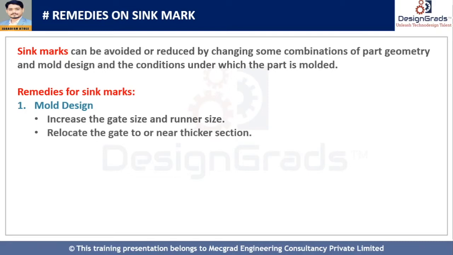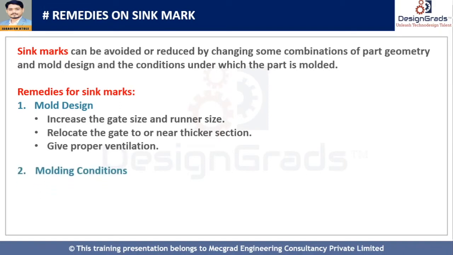Second is by relocating the gate to or near the thicker section. This allows the material to be packed into the mold before the thinner section freezes off. And the third is by giving proper ventilation so that the material inside the mold cools uniformly, and proper ventilation allows the air which is trapped inside the cavity to escape.